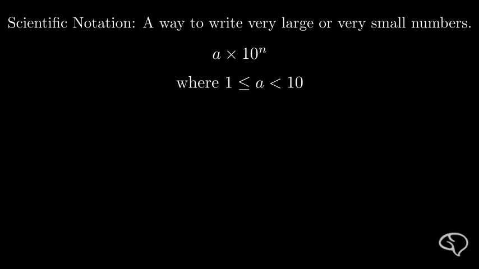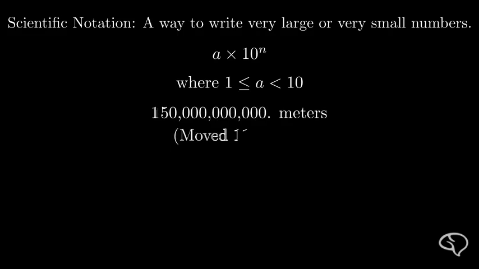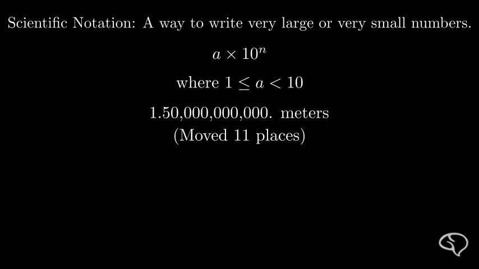The distance from the Earth to the Sun is approximately 150 billion meters. That's a lot of zeros to write. To convert this to scientific notation, we need to move the decimal point to create a number between 1 and 10. The decimal point is currently at the end. We move it to the left until it's between the 1 and the 5. Let's count how many places we moved it. We moved it 11 places.